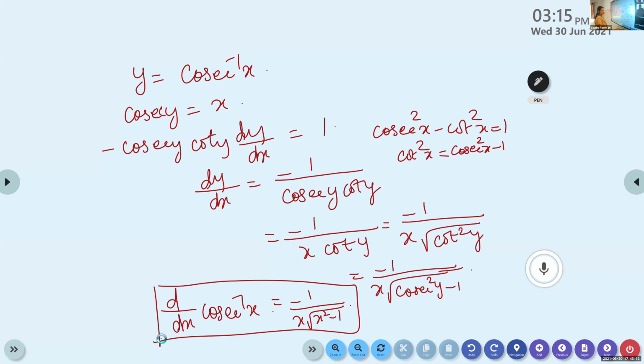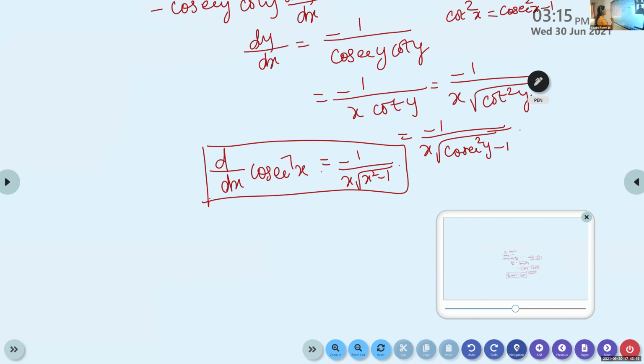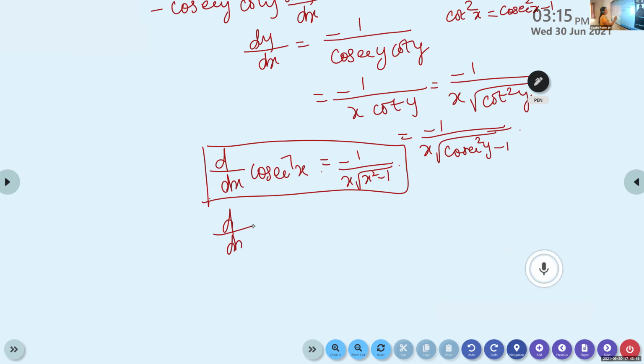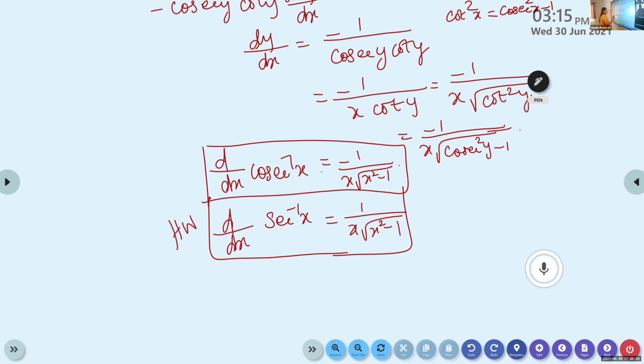Okay, now write the homework. Prove that d by dx of sec inverse of x is 1 by x into root of x square minus 1. This is homework. For cosec we get minus; for sec there is no negative sign. So differentiate this, link this and learn the formula. If you relate and learn, it will be easy.